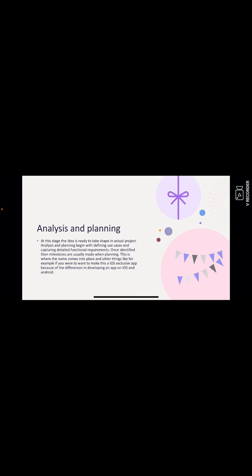Now you have analysis and planning, which at this stage is ready to take shape in the actual project. Analysis and planning begin with defining your use cases and capturing detailed functional requirements. Once identified, milestones are usually made when planning. This is where your name comes into place, or at least a concept name, and other things like, for example, if you were to make this app and you want it to be iOS exclusive, because there are differences in developing Android apps and iOS apps.